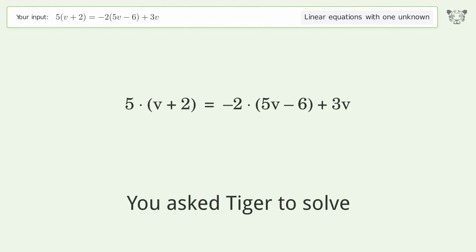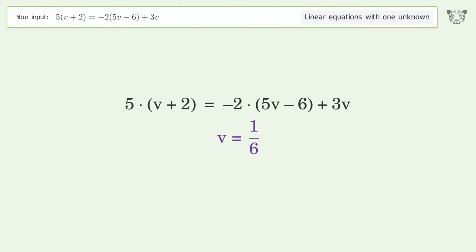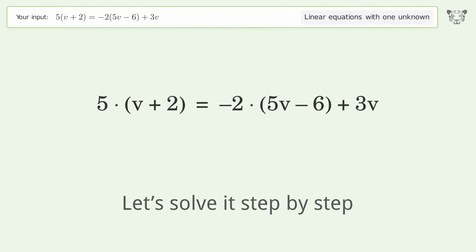You ask Tiger to solve. This deals with linear equations with one unknown. The final result is v equals 1/6. Let's solve it step by step.